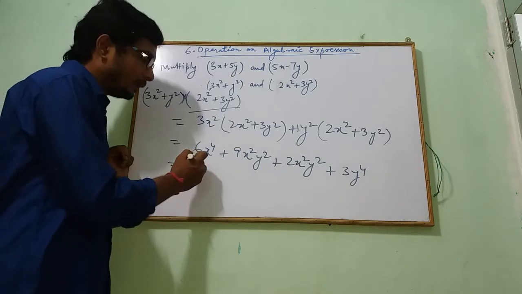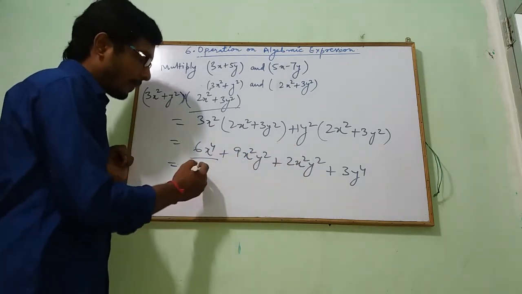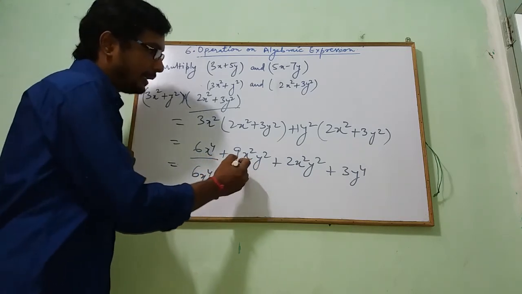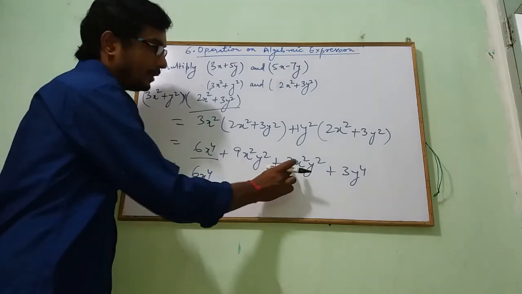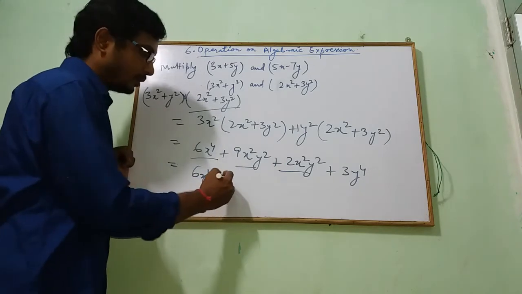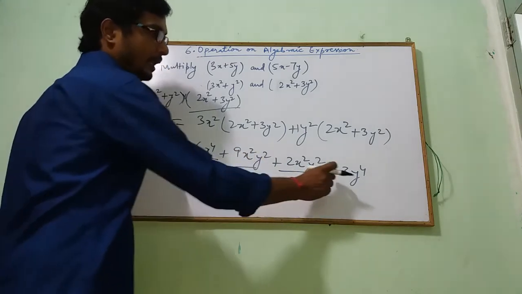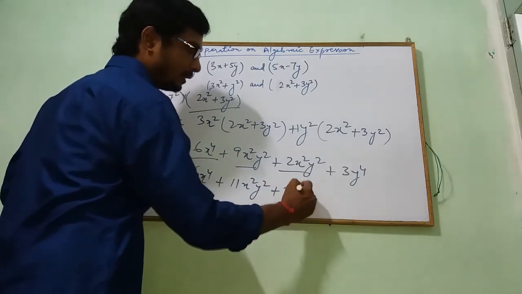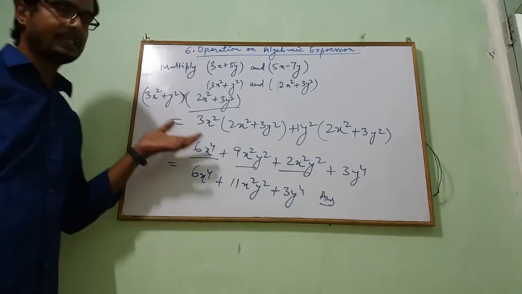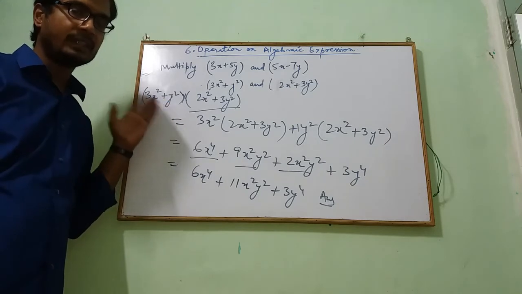So here you can see 6x power 4 doesn't have any other terms, so I will write it here as it is. Now you can see here 9x square y square and 2x square y square. These both are like terms, so I will add them up. So 9 plus 2 becomes 11x square y square, and this will be 3y power 4, and that will be my answer. So this is a simple way to multiply two binomials with each other.